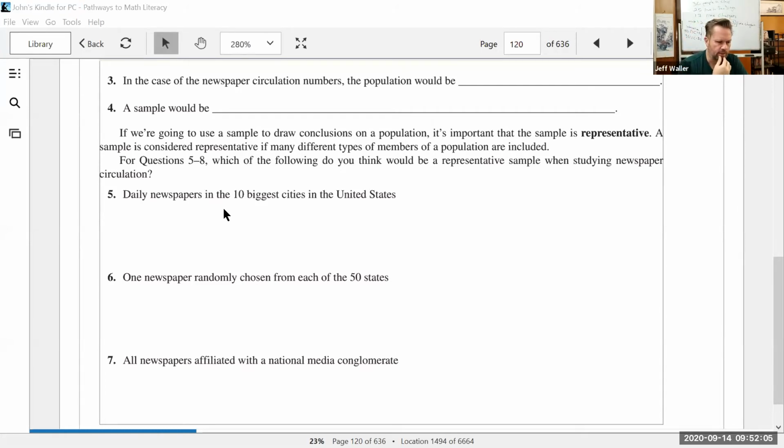Do you see what I'm saying? If I only include the largest circulated newspapers, then the average circulation would certainly be higher than it should be. Right. Okay. Yeah. I like it.